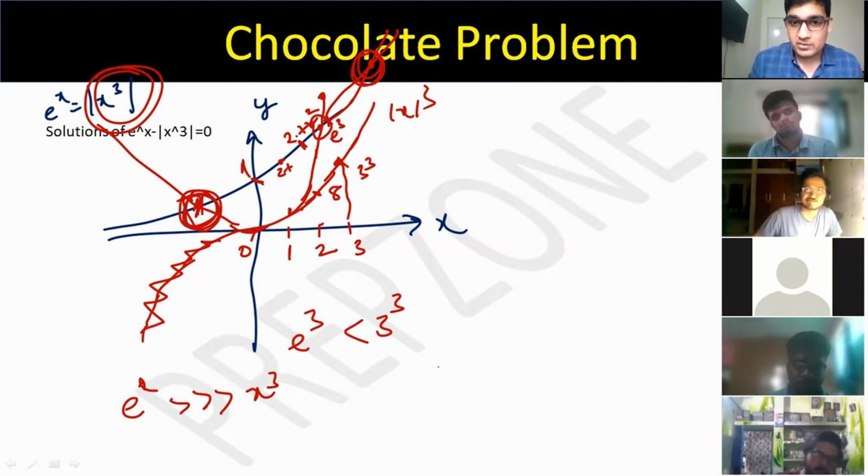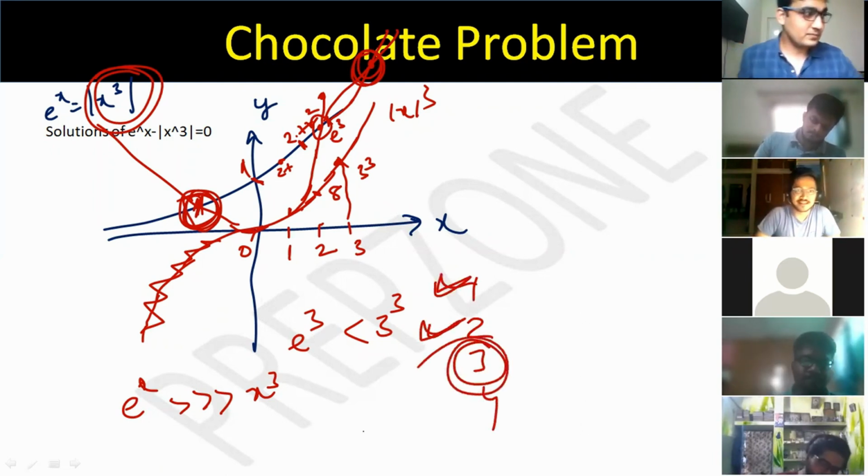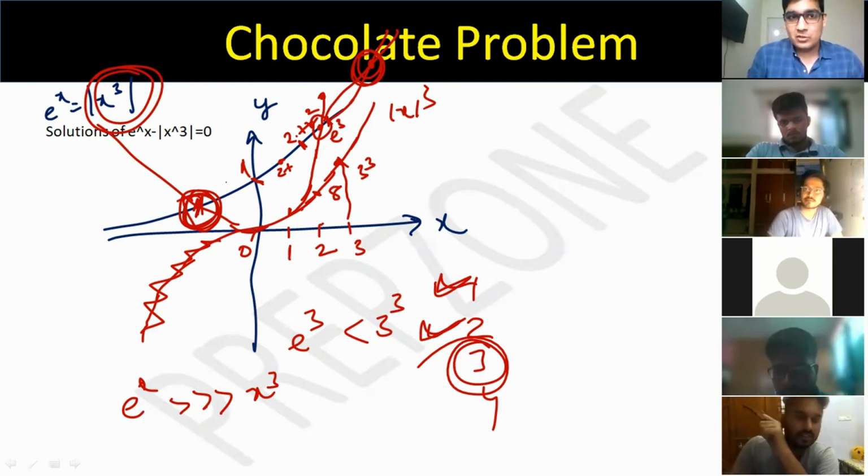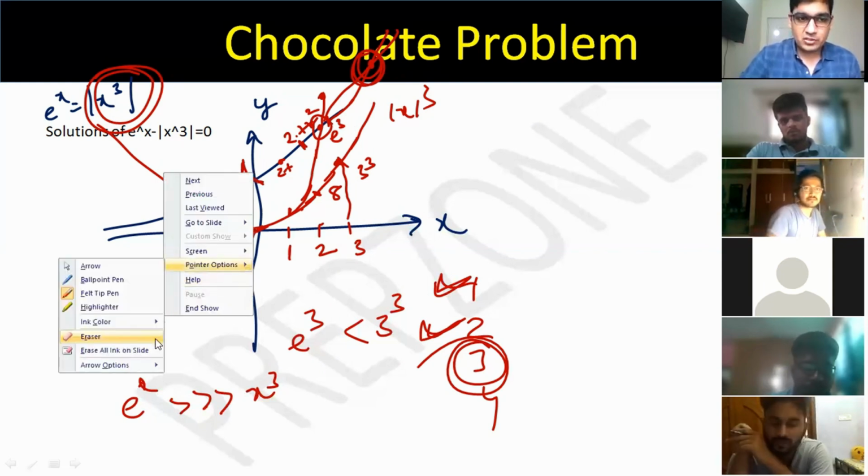It's going to be a very common mistake. Options will be 1, 2, 3, 4. Many of the students will mark 1, many will mark 2. But the answer is 3. For the sake of it, if I have to plot the graph now, because I have analyzed the values, this is how the graph should look.